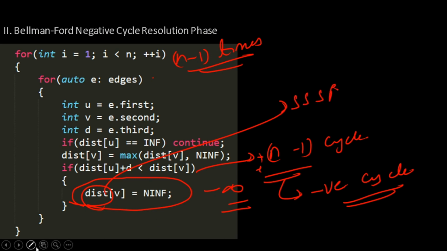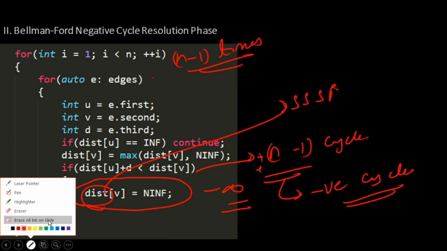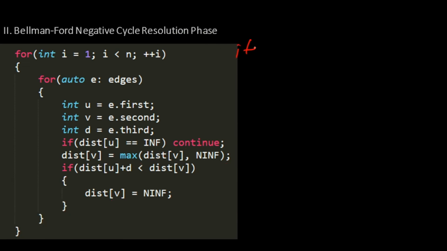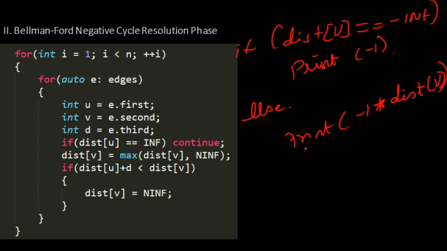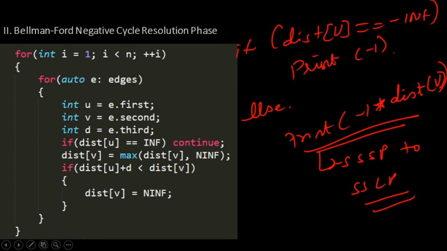As far as the solution of the problem is concerned, if the distance is equivalent to minus infinity, we have to print minus 1, because that was the demand of the problem. Else we print minus 1 times the distance of v. This is important. Why? Because we have to convert a negative single source shortest path to a single source longest path. Okay, with this I finished my explanation.